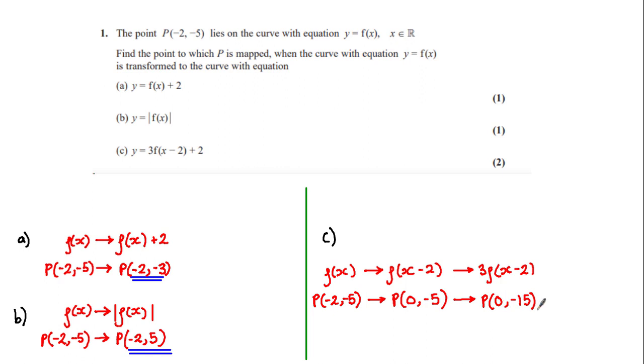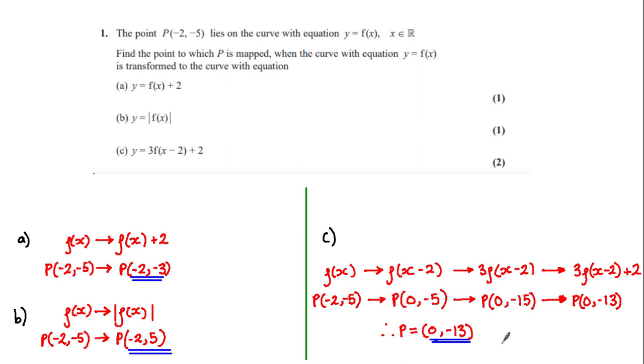So we need to multiply the y coordinate of P, -5, by 3 to get the following: P = (0, -15). And finally, to complete the transformation, we need to add 2 units to the function, which is the same as a vertical translation upwards by 2 units. So we need to add 2 to the y coordinate, which gives us P = (0, -13). So the point P after the mapping is equal to (0, -13).